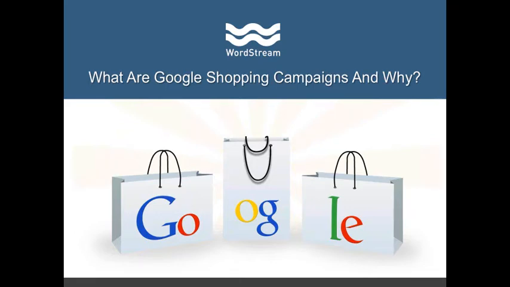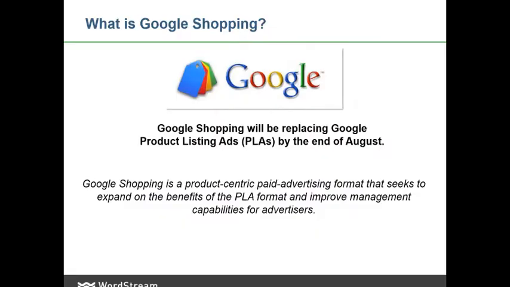So I'm just going to walk you through why Google is deciding to transition everybody over to shopping campaigns and what Google Shopping campaigns actually are. It's going to be a pretty simple overview. To get started, just so you know, Google Shopping will be replacing Google product listing ads by the end of August. If you've heard a specific date for the actual transition, I would venture to say that it's probably untrue. We don't have any specific date right now. All we know is that these are going to be done by the end of August.